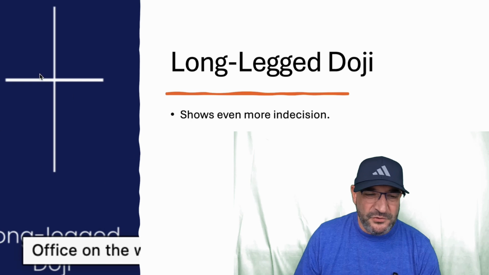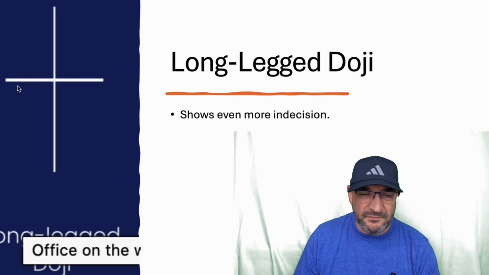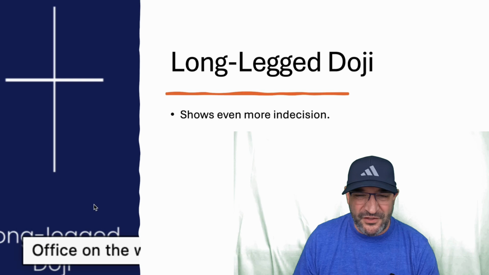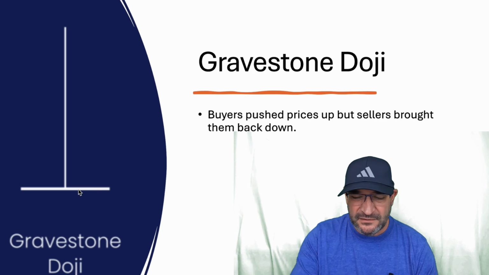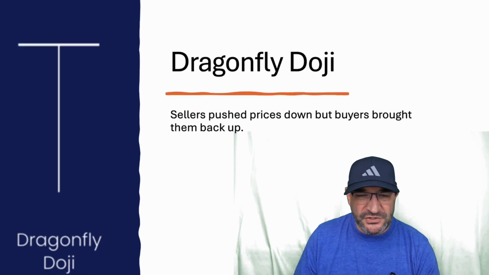This is a long-legged doji. So, you have the line in the middle, and it runs up long, runs down long. I don't know what happened here. Sorry about that, but this is the long-legged doji. We then have the gravestone doji, which again is the bottom. So the buyers wicked it all the way to the top, but lost because the sellers pushed it all the way back down to the bottom. You have the dragonfly doji, where the sellers pushed the price down, but the buyers fought it back to the top.